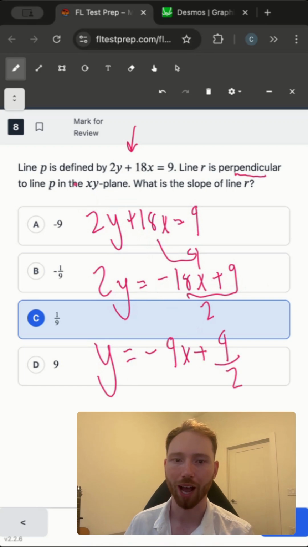And we know that our line R is perpendicular. So I'm going to take the slope of line P, which is negative 9, and turn it into its opposite sign reciprocal. So it's going to be a positive 1 over 9, meaning C is going to be the correct answer for this question.